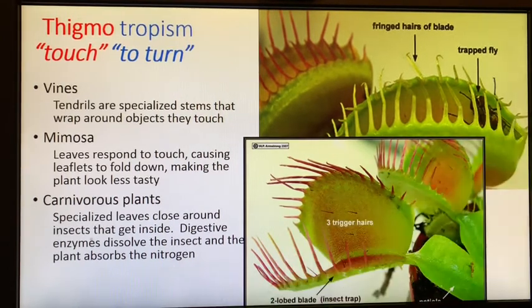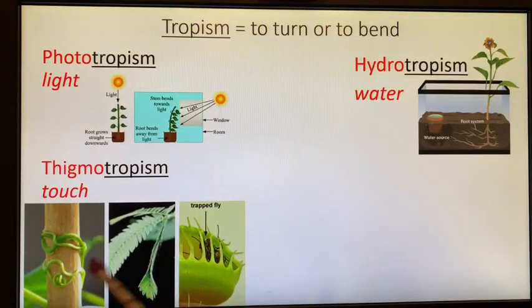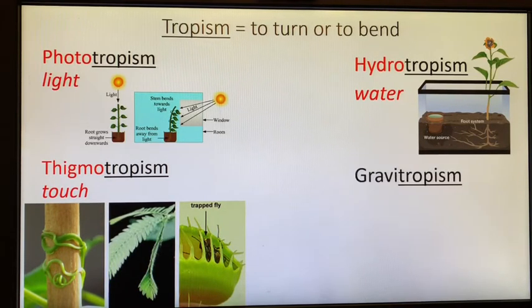Pretty fascinating. All right, so those are our 3 forms of thigmotropism. So the vine tendrils, the mimosa plant closing up, and our carnivorous plants. Last form of tropism, gravitropism. So talking about gravity, bending. The plant bends because of gravity.